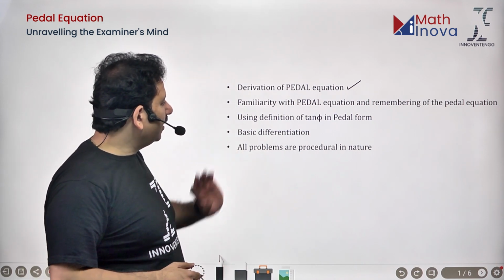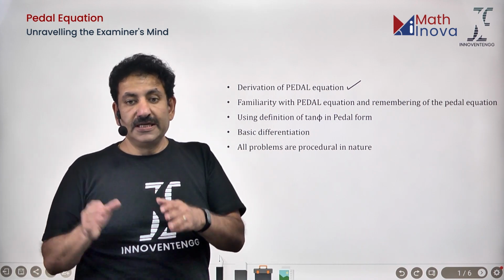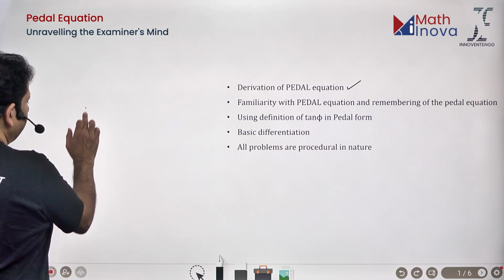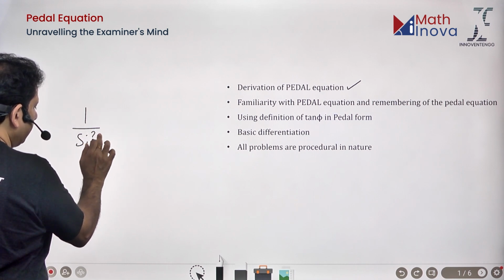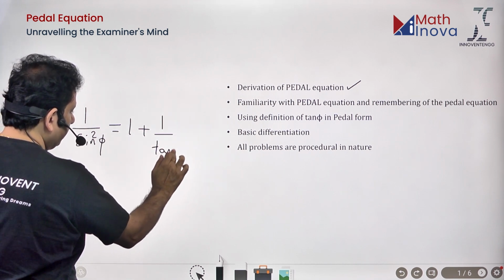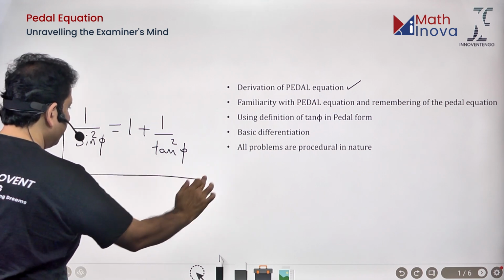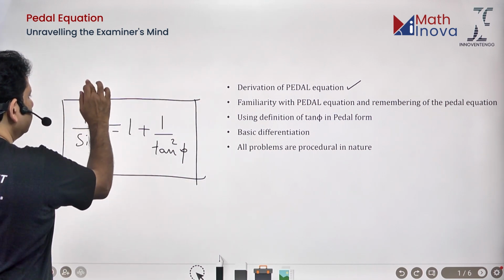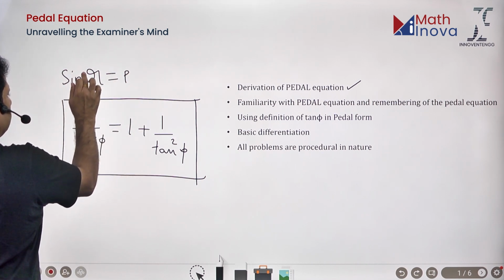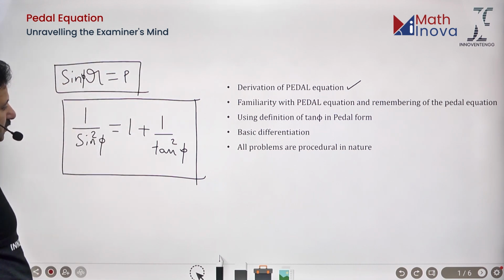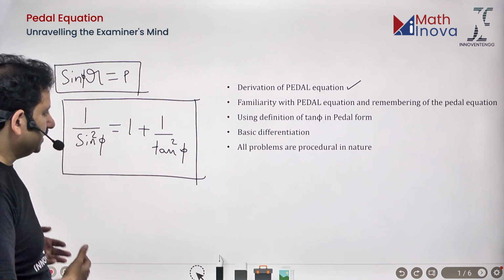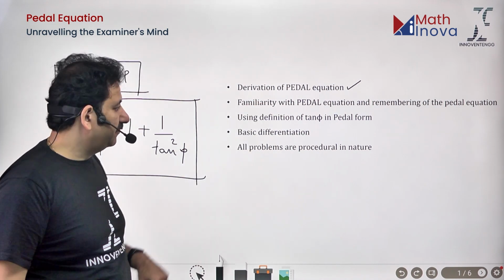And therefore, all that you got to do to get the Pedal equation is express sin phi in terms of tan phi. And we gave you this formula. Please remember that 1 by sin square phi is always equal to 1 plus 1 by tan square phi. If you remember this, the Pedal equation is going to be a two-step affair, because you are starting with p is equal to r sin phi. So the Pedal equation is going to be a one-step affair. If you are able to remember this, it becomes very, very easy. So this is one of the musts from an examination perspective.